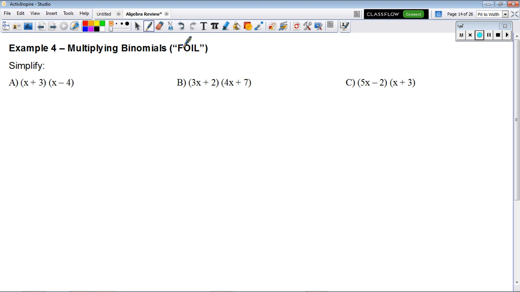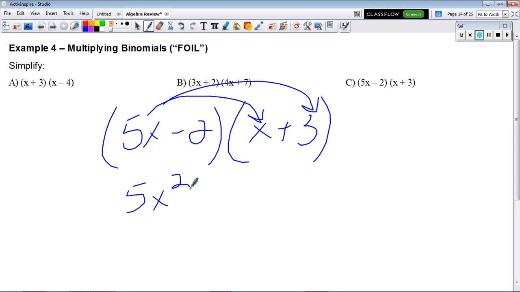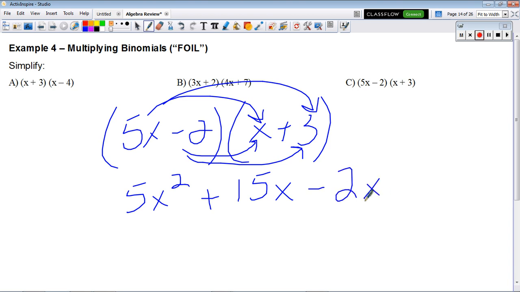For part C, I have 5x minus 2 times x plus 3. So once again, I'm going to distribute the 5x here first. So when I do 5x times x, that's 5x squared. 5x times positive 3 is positive 15x. Then I'm going to do the same thing with the negative 2. I'm going to distribute that to both terms in the second set of parentheses. Negative 2 times x is negative 2x. Negative 2 times 3 is negative 6.